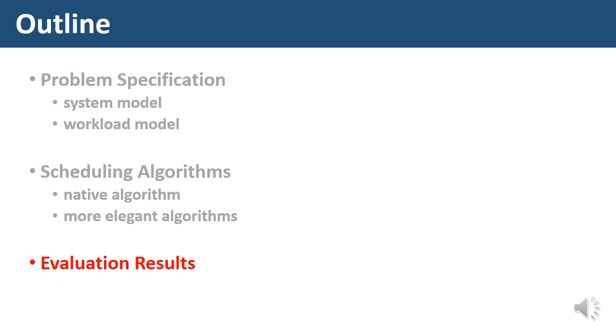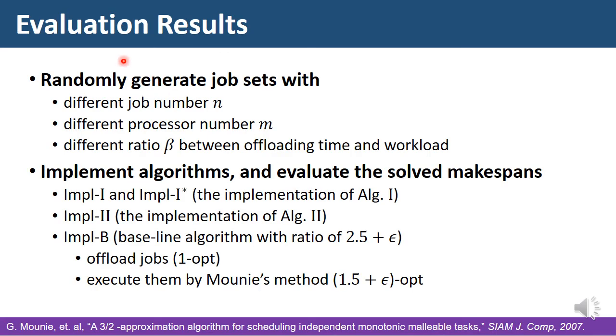Next, we introduce our experimental work. In our experimental work, we randomly generate job sets with different job numbers, different processor numbers, and different ratios between the offloading and the workload. And then we implement our algorithms, for example, implementation 1, implementation 1 star, and implementation 2. Moreover, we also implement the baseline method, which has a ratio of 2.5 OPT.